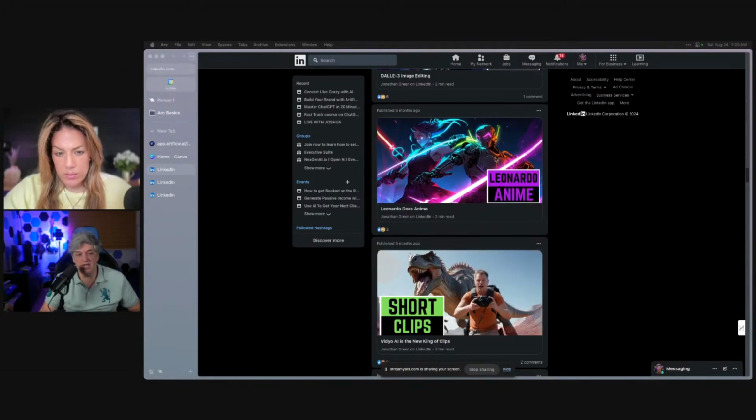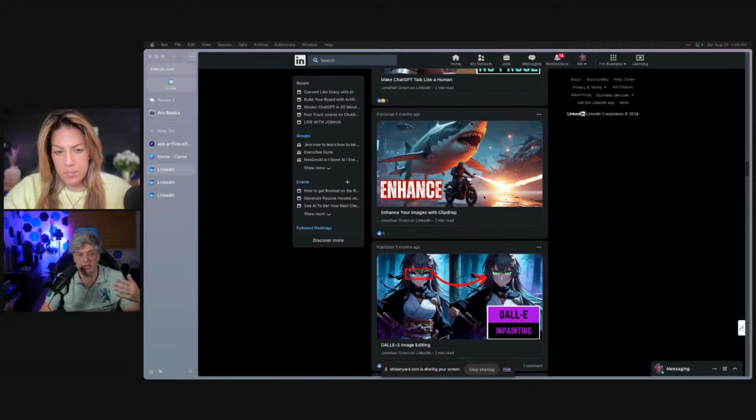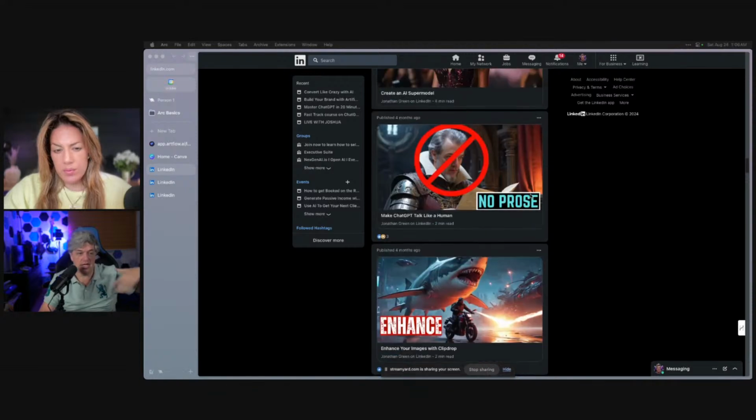And sometimes I'll mix it up because I'm demonstrating a specific thing. So I'm talking about Leonardo's new anime template, so I have to use an anime image, or I'm demonstrating an inpainting element. But otherwise, it's me on a motorcycle being chased by a shark in front of an exploding submarine. That matches my personality.